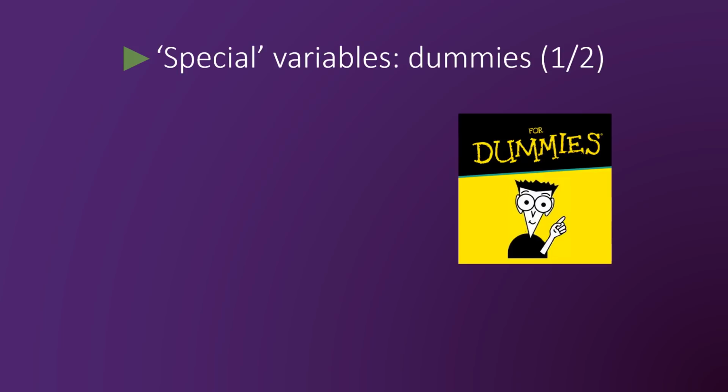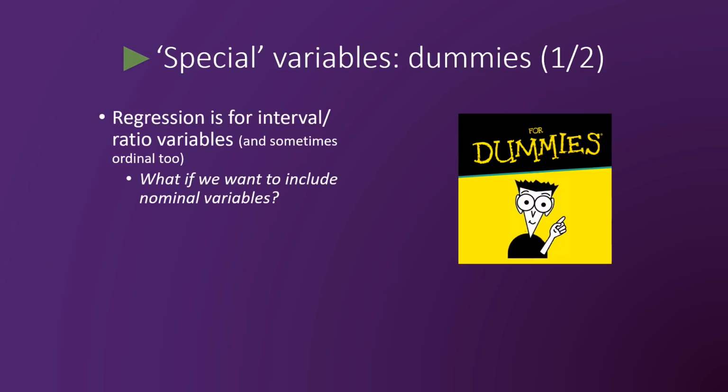First, let's talk a bit about some special variables in a multiple regression analysis. The first one is dummy variables. And dummy variables are very simple variables. They answer the question: what if we want to include nominal variables in our regression analysis? Like I said, one of the assumptions for regression analysis is that it works on scale variables.